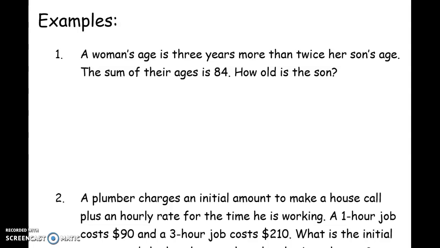All right, so let's look at number one. A woman's age is 3 years more than twice her son's age. The sum of their ages is 84. How old is the son?